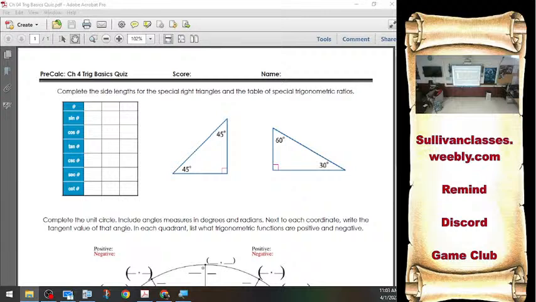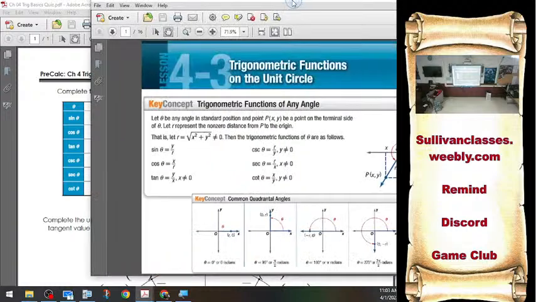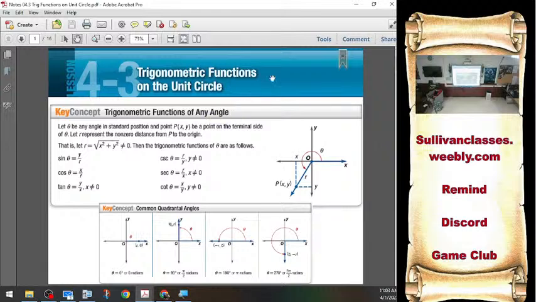Where did PreCalc go? Yeah. I closed the wrong notes. It's really bothering me that I can't actually use this. Okay.